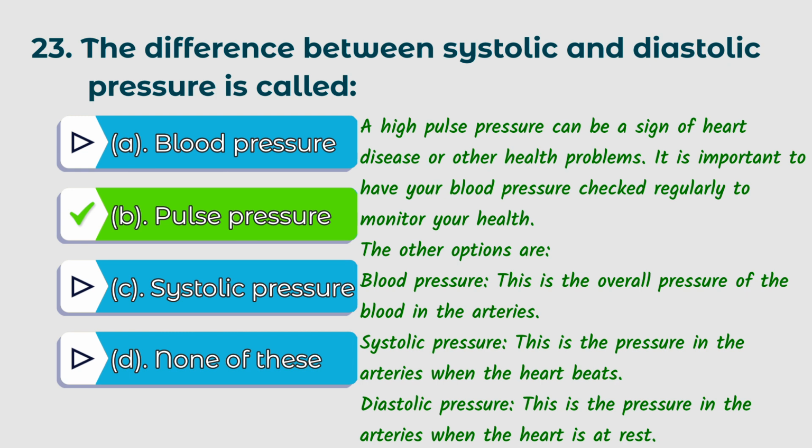The other options are: blood pressure, this is the overall pressure of the blood in the arteries; systolic pressure, this is the pressure in the arteries when the heart beats; diastolic pressure, this is the pressure in the arteries when the heart is at rest.